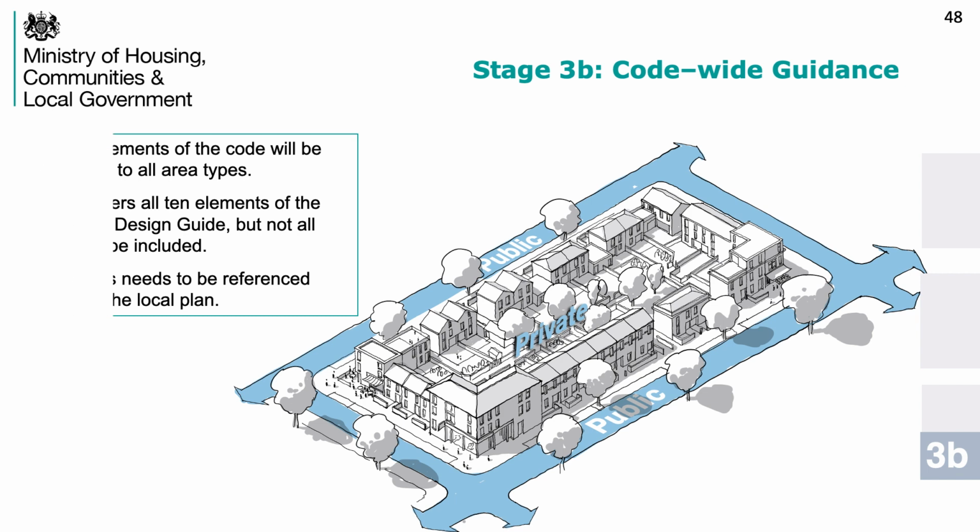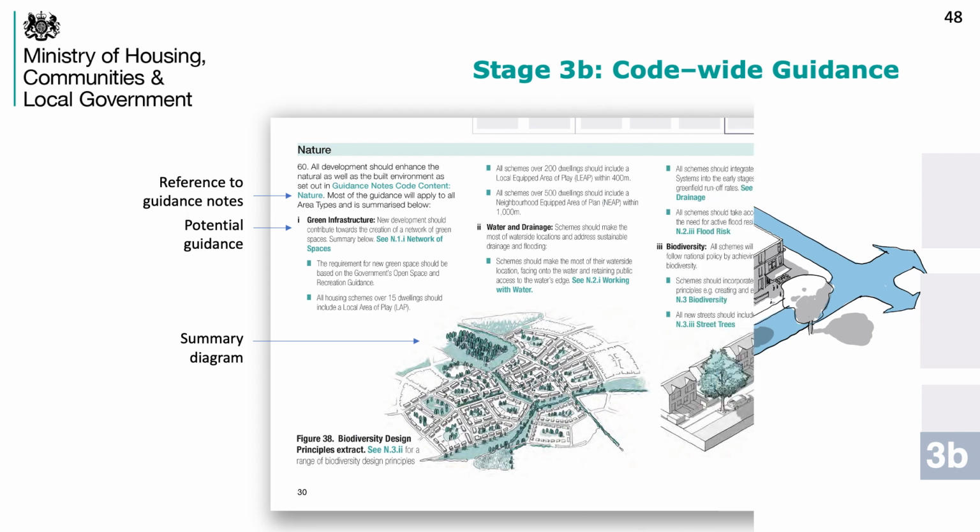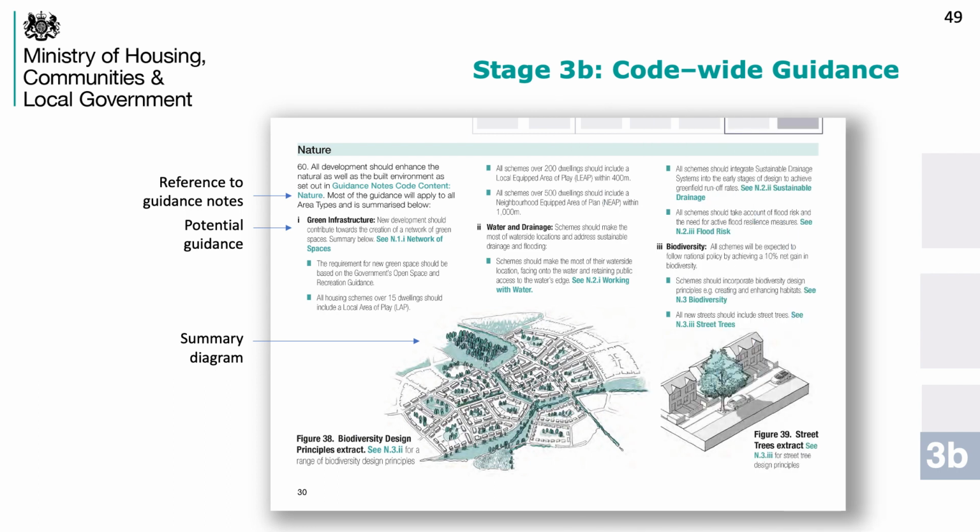And again, here's an example of a page which does that. This one covering nature, with the initial summary of the issue, some suggested guidance, and then a summary diagram showing how it all comes together. And this is repeated for each of the 10 areas in the code.